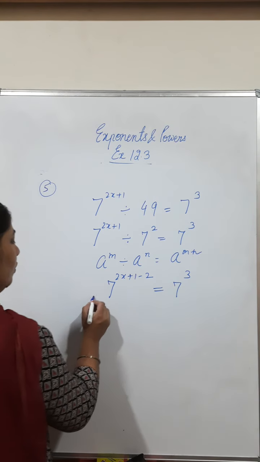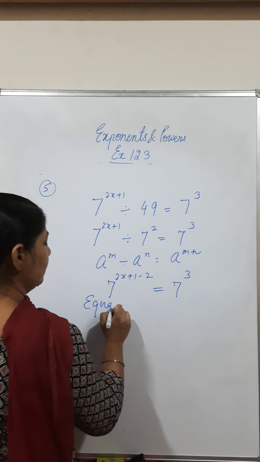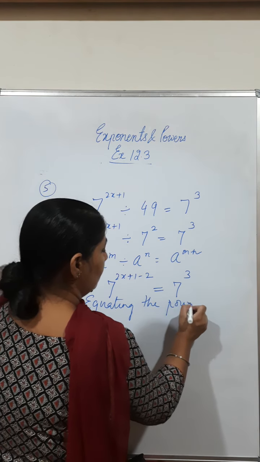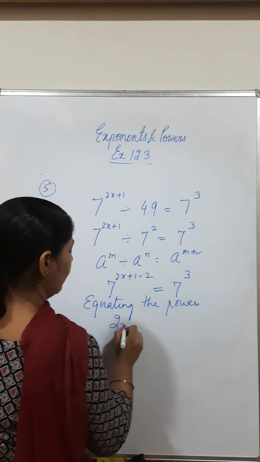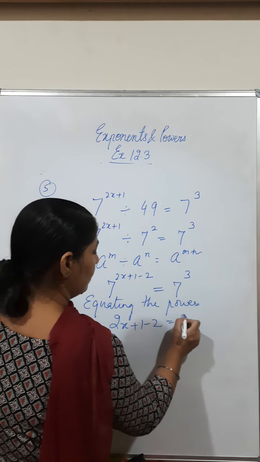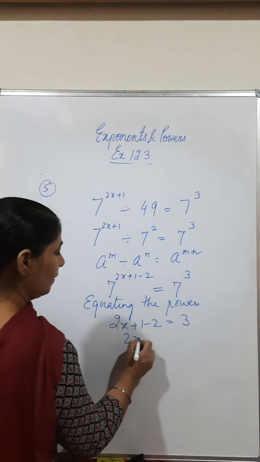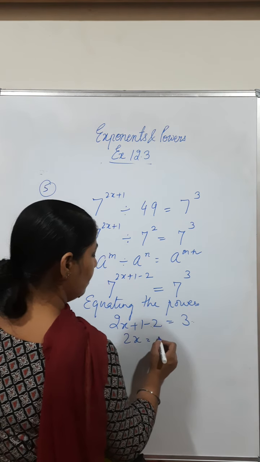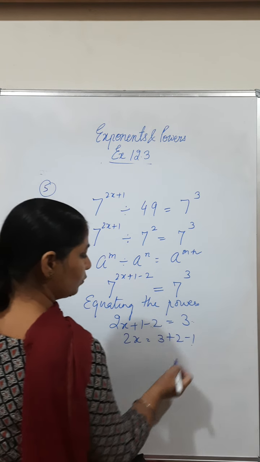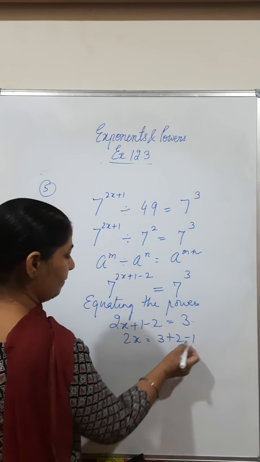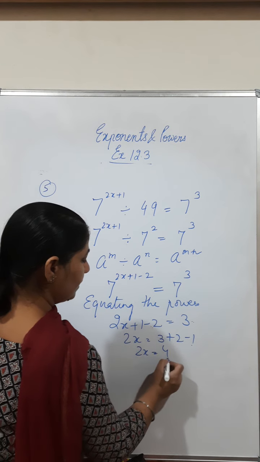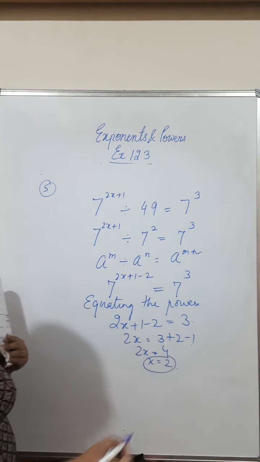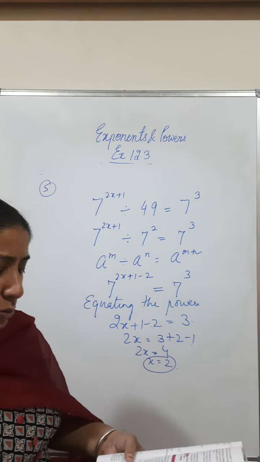So now what you will do? You will be equating the powers. So when you will equate the powers beta, what you will get? You will get 2x plus 1 minus 2 is equal to 3. So 2x will become equal to minus 2 goes on this side, minus 2 plus 3, 3 plus 2 minus 1. 3 plus 2 is 5, 5 minus 1 is 4. So 2x is equal to 4 and x is equal to 2. So therefore the answer to this question is x is equal to 2.